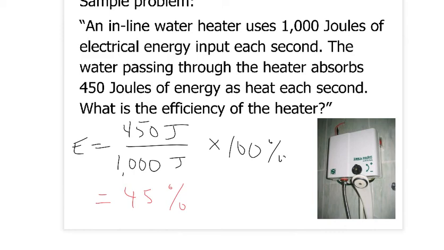Like, for example, if you put the output underneath the input, you'll end up with a number bigger than 100%, and you know you did it wrong.